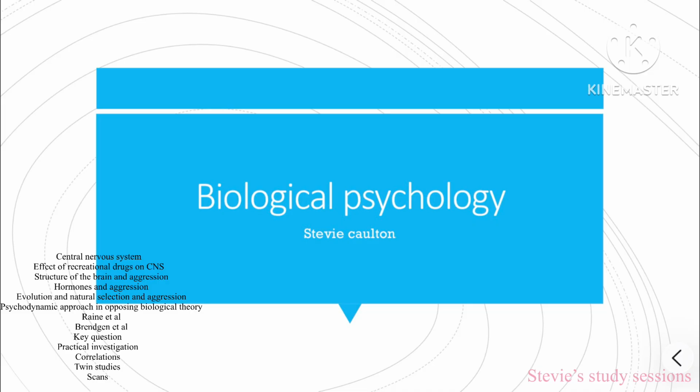In this video, I will go over the whole of biological psychology. This includes the central nervous system, the effect of recreational drugs in the central nervous system, the structure of the brain and aggression, hormones and aggression, evolution and natural selection and aggression, psychodynamic approach, opposing the biological theory to aggression, Raine et al., Brendgen et al., the key question, practical investigations, correlations, twin studies, and scans.